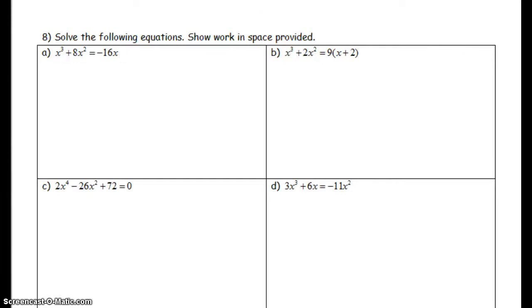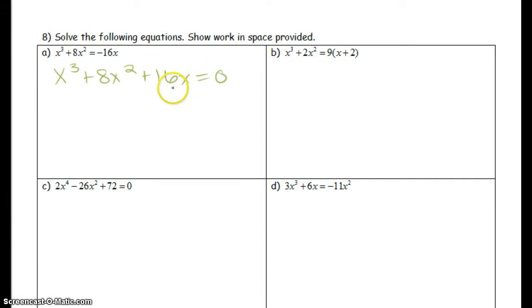For number 8, our directions say to solve the following equations. So we're going to find out what x equals when y is equal to 0, so we can find the x-intercepts. To start, we're going to add 16 to both sides to get this equation equal to 0. So we have x cubed plus 8x squared plus 16x is equal to 0.